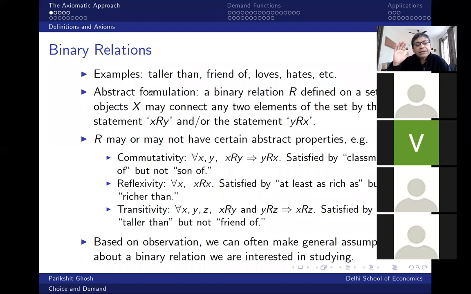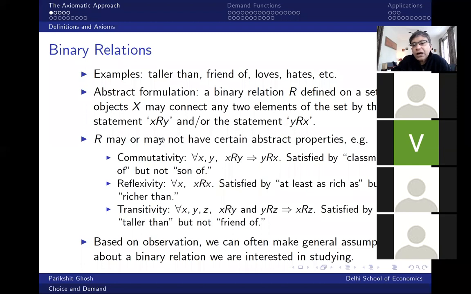So at the highest level of abstraction, as I said, we can represent in abstract terms a binary relation as something like this. So X R Y is a statement involving the binary relation R. X and Y are two elements from a relevant set. So this is how it's written.